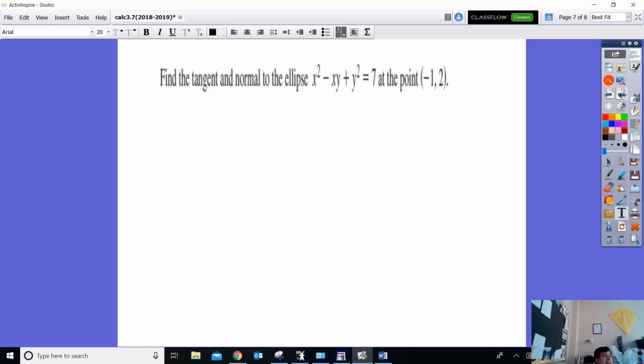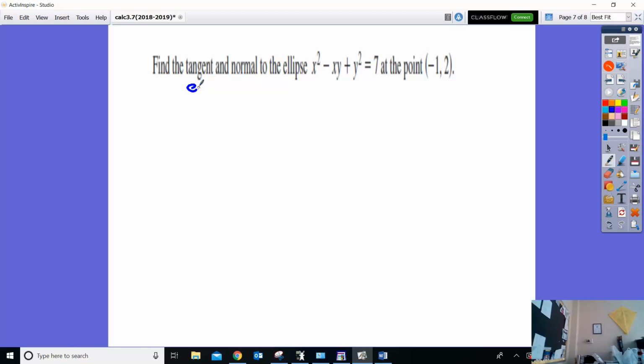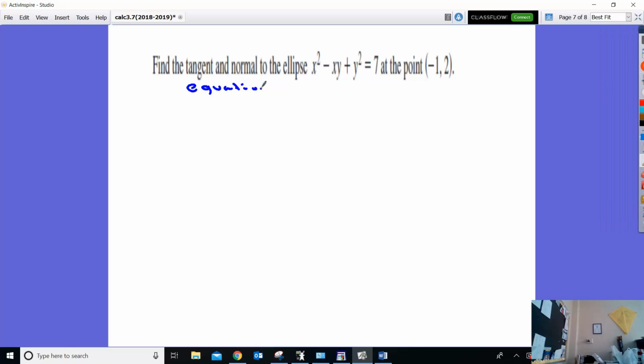Here's our goal. It says find the tangent and normal. Instructions are kind of vague there, but they want you to write the equations. Find the tangent and normal equations for the ellipse x squared minus xy plus y squared is 7. We're just going to take derivatives. We could get everything on one side if we wanted. It's really up to you. I'm just going to start taking derivatives.